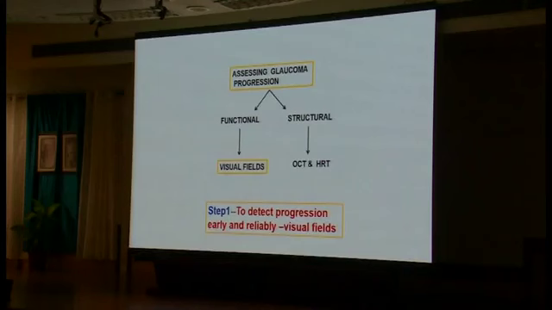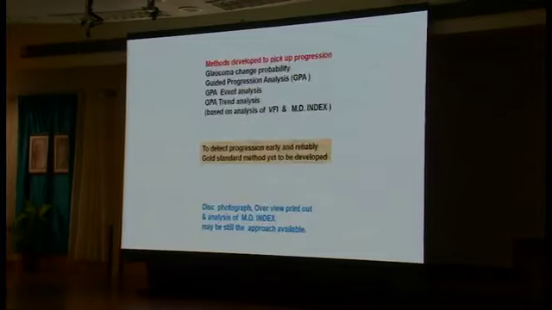I will be talking about assessing glaucoma progression. It can be done either functionally or structurally. I will be talking about the functional aspect, visual fields. The first step is to detect progression early and reliably. That is the most important thing.